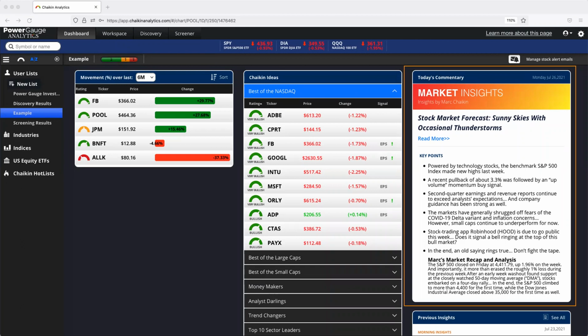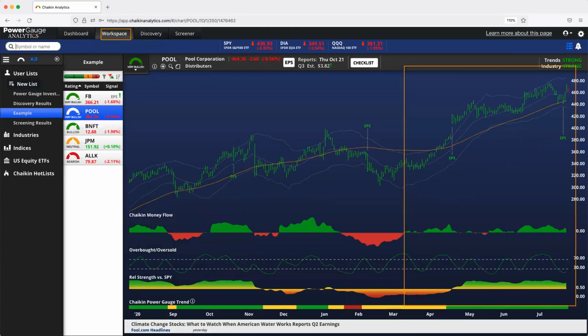Now, from here, we want to discuss the workspace, the primary place we are going to analyze stocks in the Power Gauge Analytics tool. Sometimes we call the workspace the big blue chart because that's what it looks like. We take a weight of the evidence approach at Chaikin Analytics, combining multiple data points to skew the odds in our favor. This way, we find stocks that are more likely to outperform.